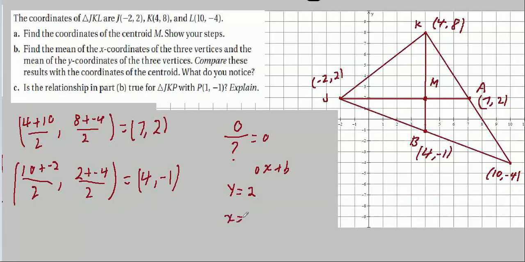So where do the lines y equals 2, that's everything along this line, and x equals 4, which is everything along this line, where would they intersect? Well, I don't think you need any computations for that. 4 comma 2. So that's that one right there.